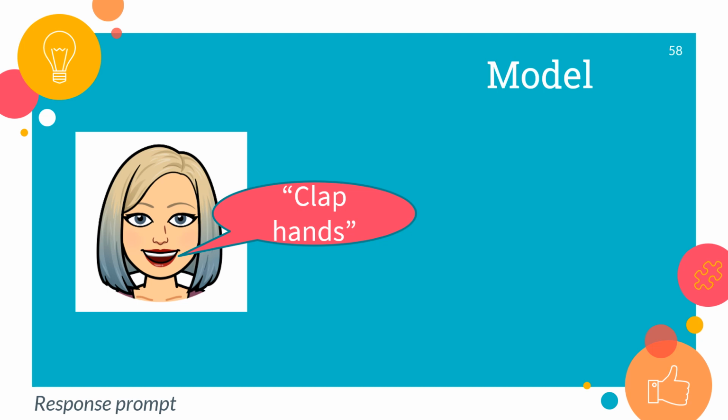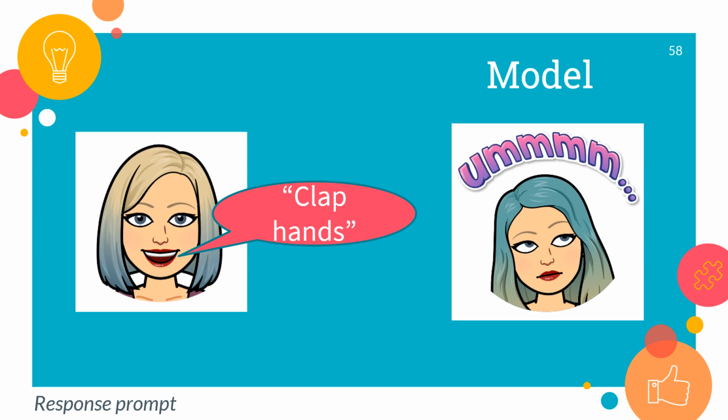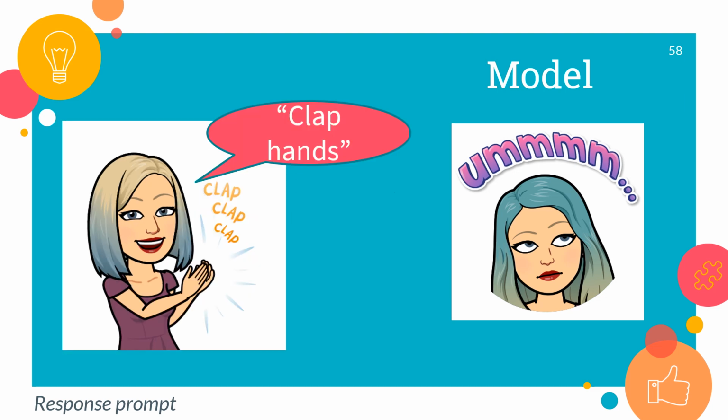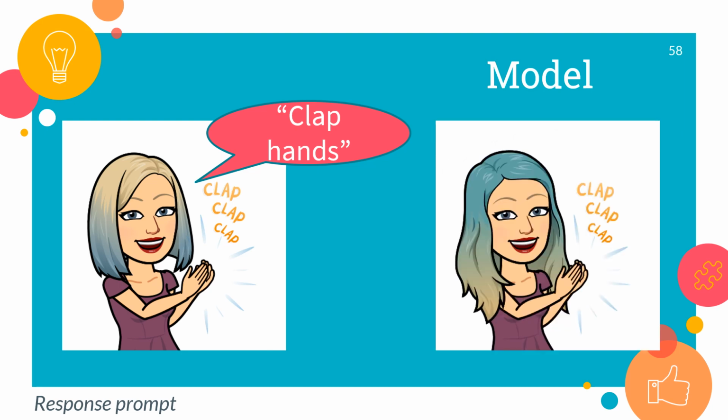Another example of a response prompt would be a model prompt. An example of this would be if a child was given the instruction, clap hands, which would be the SD, and they didn't clap their hands. The technician could repeat the SD, clap hands, while modeling clapping hands. This would operate directly on the response of clapping hands, evoking that response.